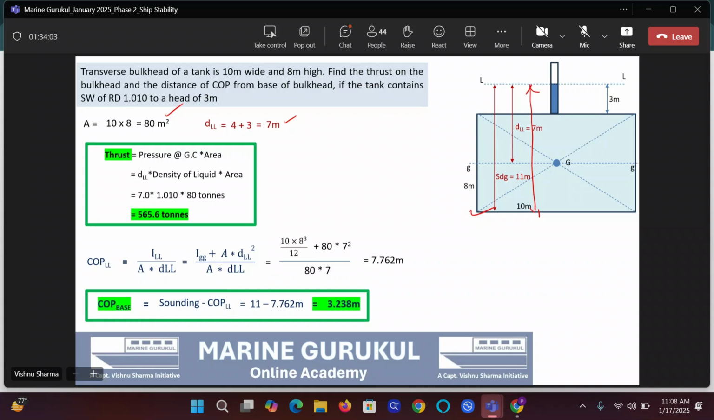The purpose of this question was to make you apply the thrust concept, the thrust formula, and also learn to use the theorem of parallel axis and get COP. So that was the objective of this question. I hope everybody has it. Now when the theorem of parallel axis is required again, you have to calculate the thrust. You should not be struggling with these things.